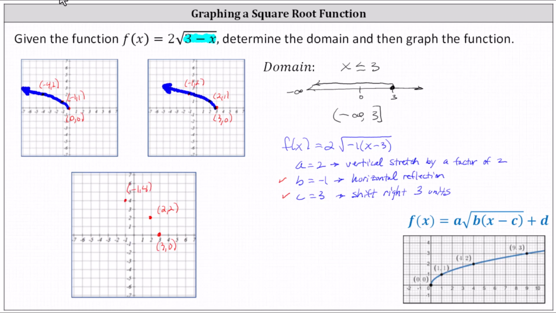And now we finally have the graph of the given function f of x. This is the graph of the basic square root function after being horizontally reflected, shifted right 3 units, and then vertically stretched by a factor of 2. Let's also verify this using Desmos.